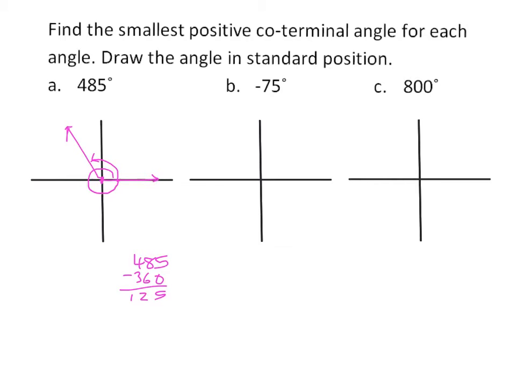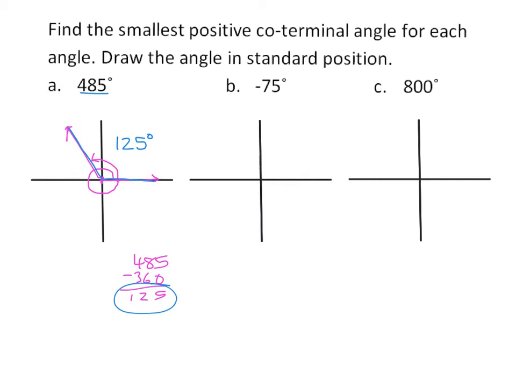So now what is the smallest positive coterminal angle for this angle? Well, you see it right here in front of you. And what you see is, again, initial side, and then the terminal side right here. Well, that's 125 degrees. So that's our answer for this first question. 125 degrees is our smallest positive coterminal angle for a 485-degree original angle.